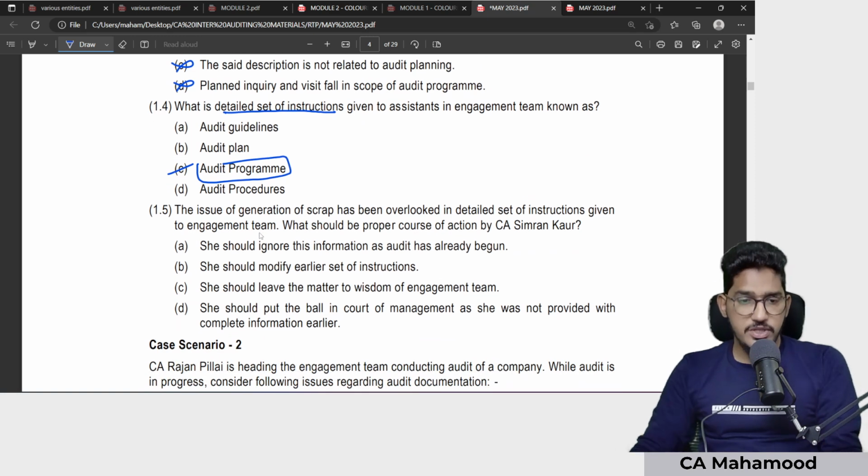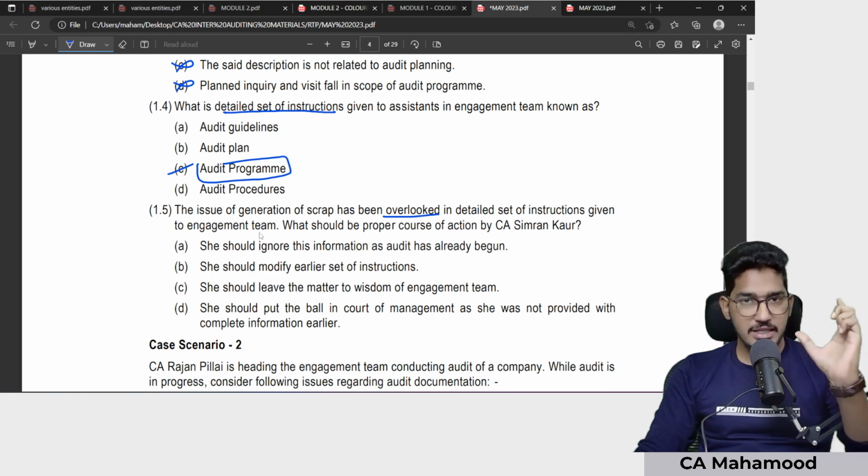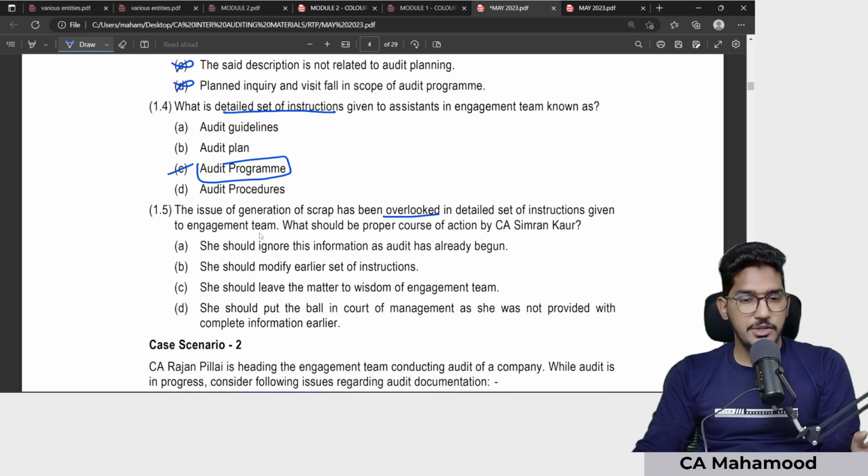Next one. Last question. The issue of generation of scrap has been overlooked in the detailed set of instructions given to engagement team. As we have seen while understanding that particular case scenario, they have clearly told that the company is producing scrap, but that was not included in the audit program. So that's what they are saying. The issue of generation of scrap has been overlooked in the detailed set of instructions given to the engagement team. What should be the proper course of action?